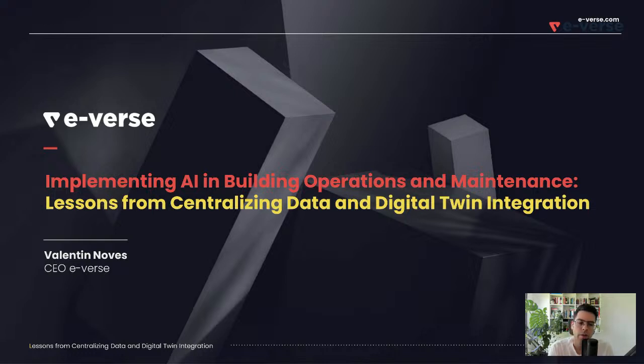Today we're going to be learning an implementation that we did for an owner. Basically, we centralized data, implementing AI through the whole building lifecycle for this client. And today we're going to show how we did it and all the lessons learned we had, as it was a really long and hard process. AI sometimes sounds like something really nice to do, but data is the most important piece, and sometimes it's really hard to put together. So let's get going.